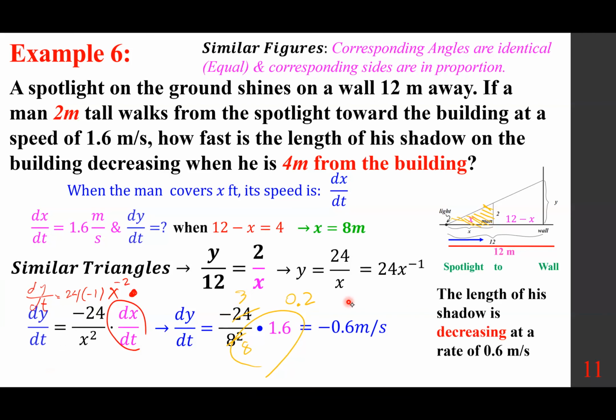So the length of his shadow is decreasing at the rate of 0.6 meters per second, because the question may be asking, okay, how is it changing? And that's the case, class, okay? It's decreasing. Why is it decreasing? Negative sign.